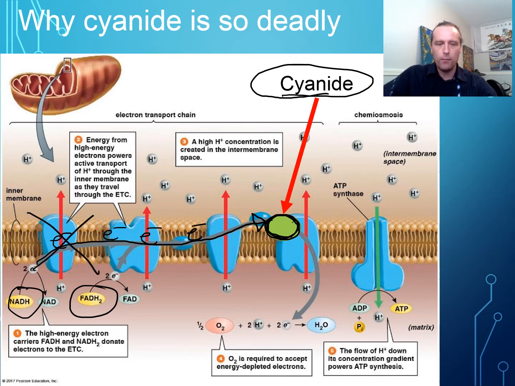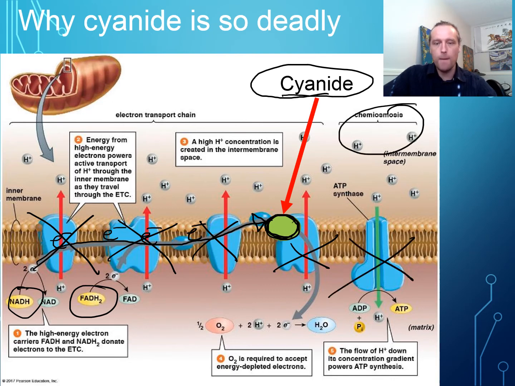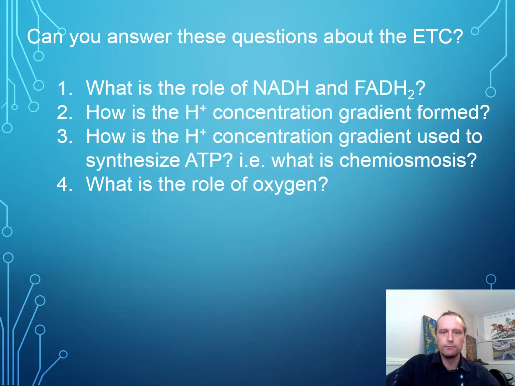So no more pumping H plus into the intermembrane space. So no chemiosmosis as well, and no ATP production in the mitochondria. So cyanide just shuts down mitochondria, full stop, gridlock. Cool. At least I think so.